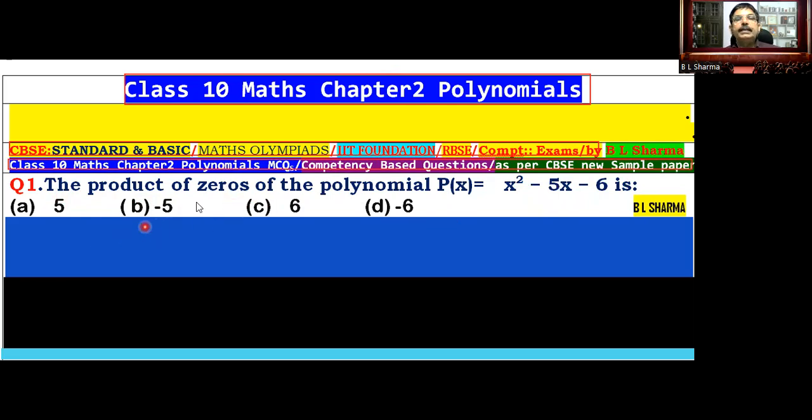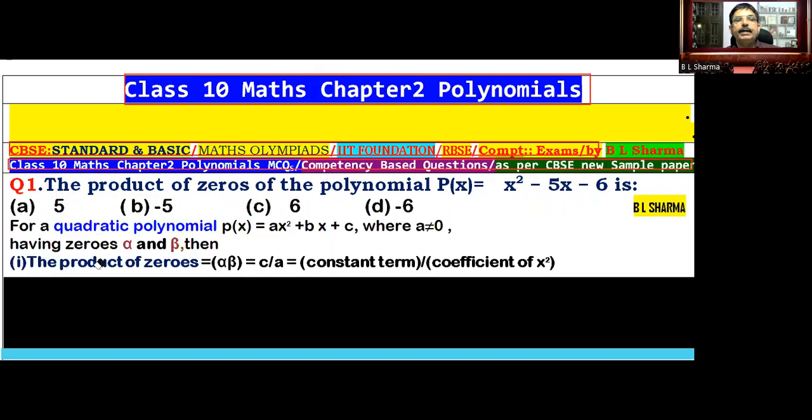देखिए, we know that for any quadratic polynomial ax square plus bx plus c, where the coefficient of x square, a, is not 0, this is the standard form of a quadratic polynomial having the zeros alpha and beta. कोई भी quadratic polynomial होता है, उसके दो zeros होते हैं, they can be same or different. Let the zeros be alpha and beta, and the product of zeros is given by c upon a. What is c here? The c is the constant term and a is the coefficient of x square.